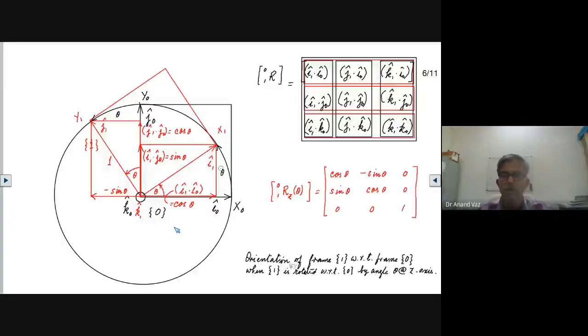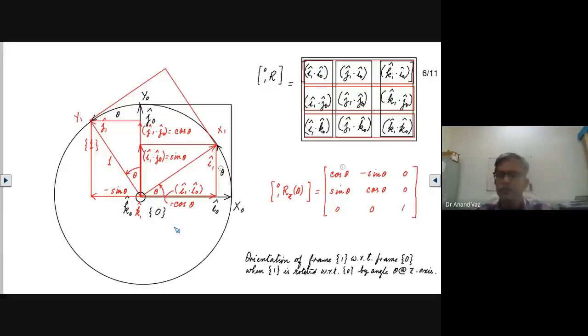I have also added this sentence here that says orientation of frame 1 with respect to frame 0 when frame 1 is rotated with respect to 0 by angle theta about the z axis. So this indicates it's the orientation matrix of the frame 1 with respect to frame 0, and the rotation is pure rotation about z axis by an angle of theta. And yesterday we saw how we obtained these elements.